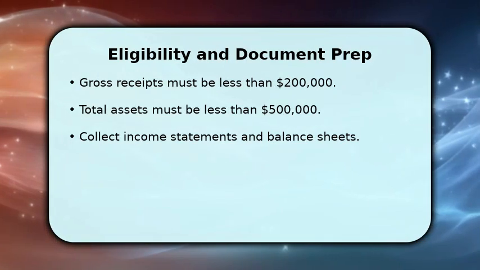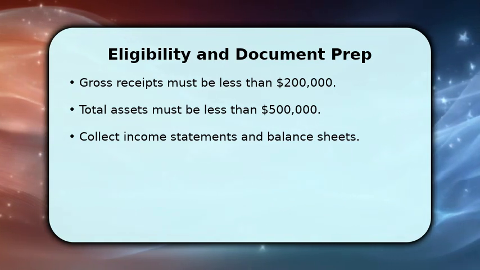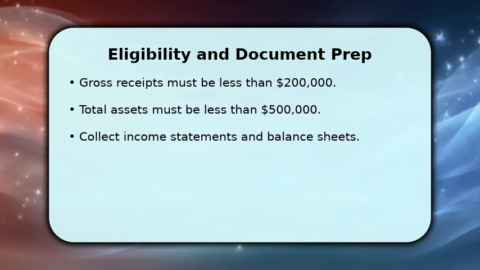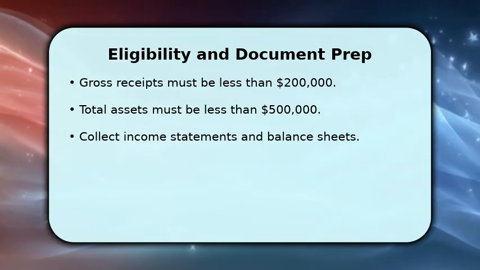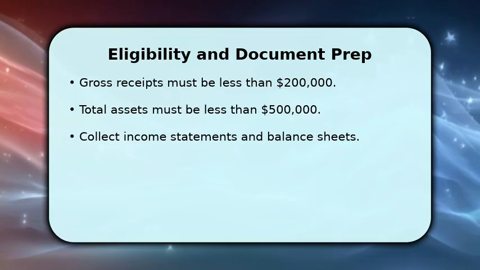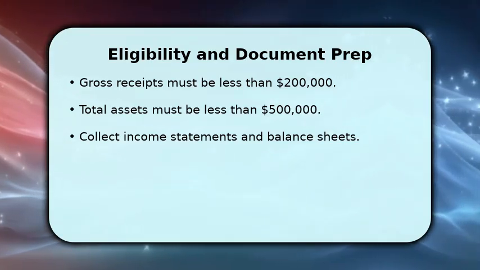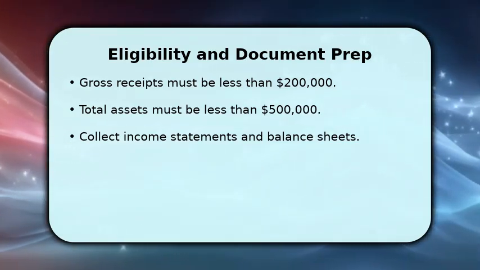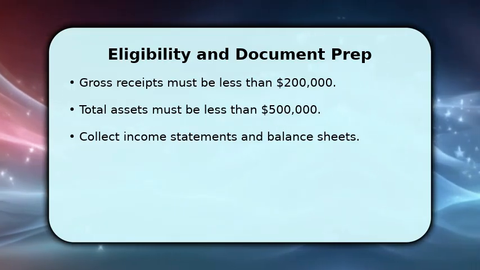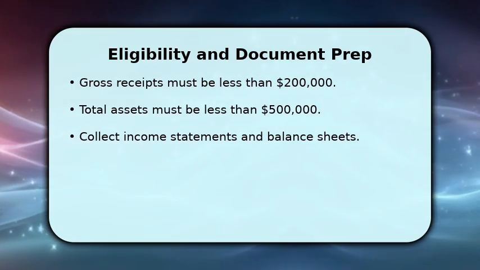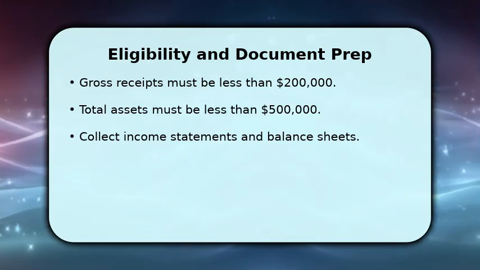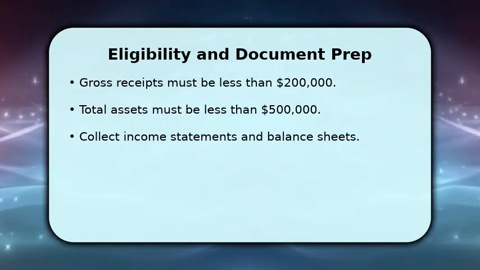To file Form 990Z, your organization's gross receipts must typically be less than $200,000, and total assets must be less than $500,000. Before you begin, gather all your financial records, including income statements, balance sheets, and any other relevant supporting documents. Having everything organized beforehand will make the e-filing process much smoother and more efficient.